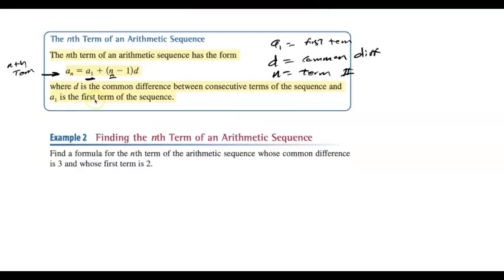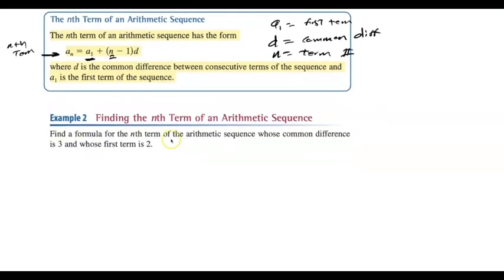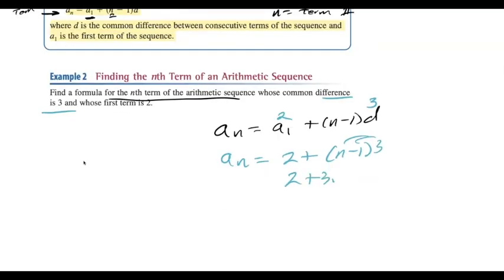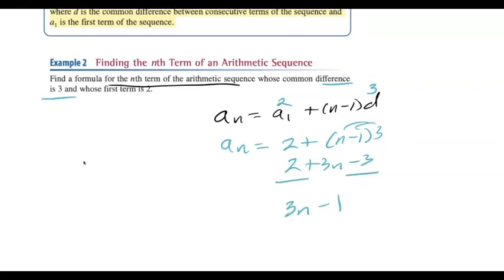Now we're going to use this formula to write some equations. The first one: find a formula for the nth term of the arithmetic sequence. That means I'm going to use AN equals A1 plus n minus 1 times d, whose common difference is 3 and whose first term is 2. So they give us everything we need. What I have to do is simplify this. 2 plus n minus 1 times 3, distribute. 2 plus 3n minus 3, add like terms, and you get 3n minus 1. That's our arithmetic sequence.